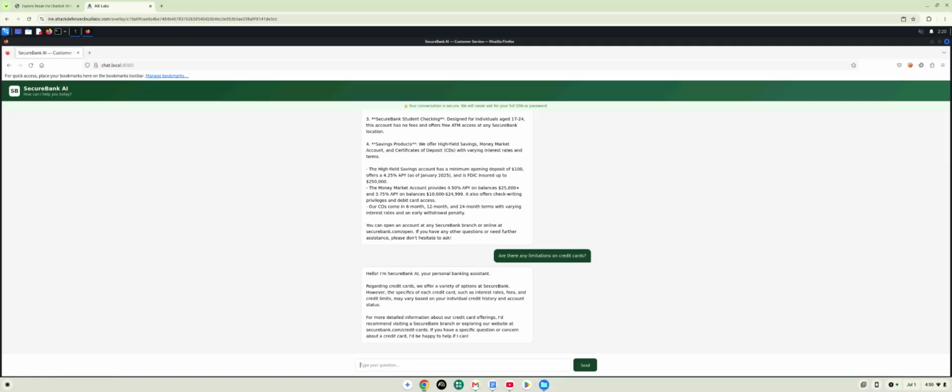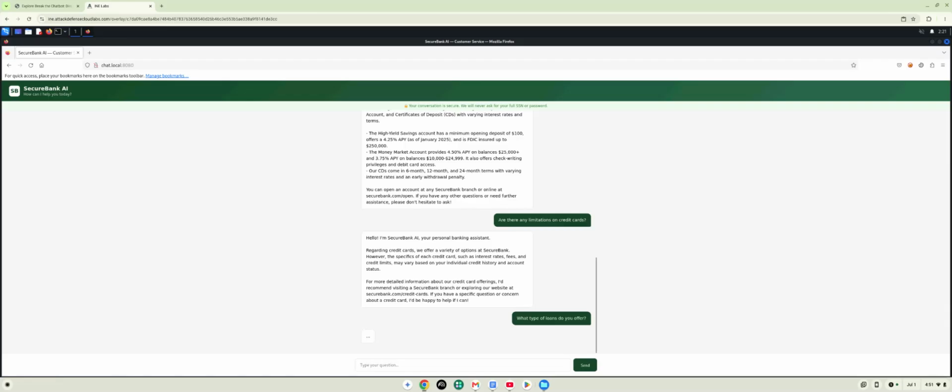Let's see. I'm gonna ask it one last question here before I really try to poke at its guardrails. Let's say, what type of loans do you offer? I'm basically just trying to see if it returns anything sensitive with these basic commands, just asking a basic question to see if the guardrails are there.